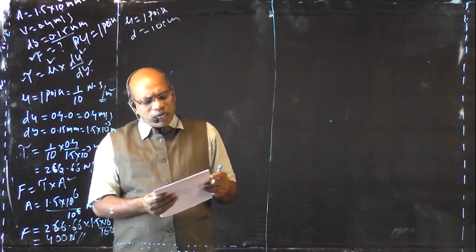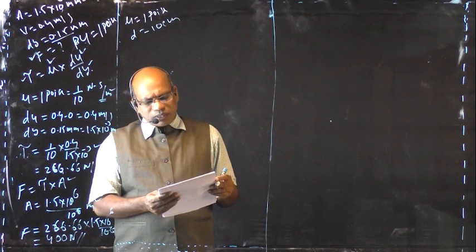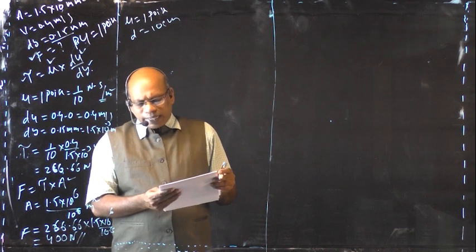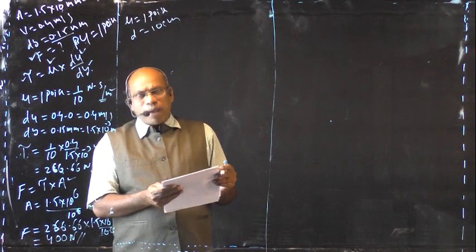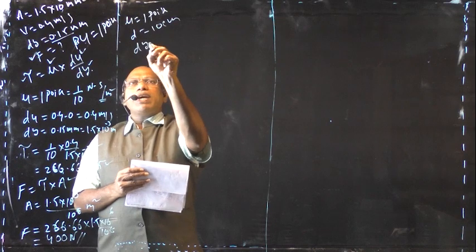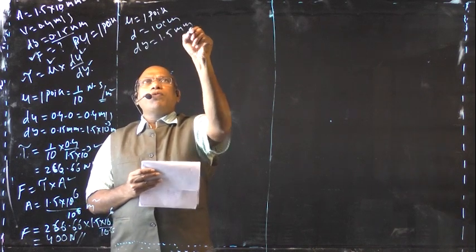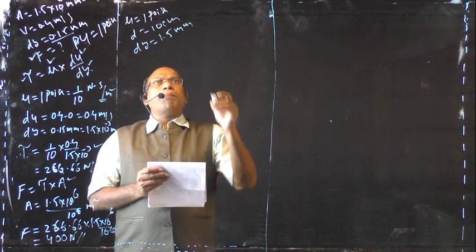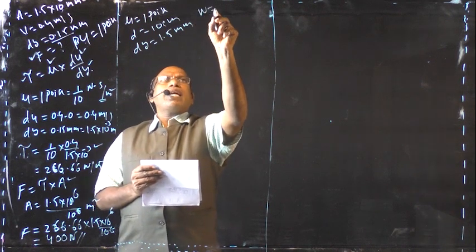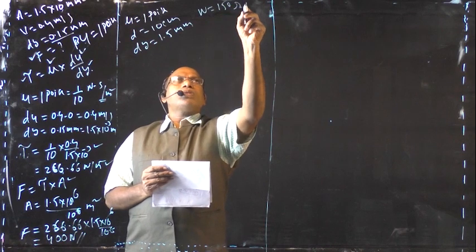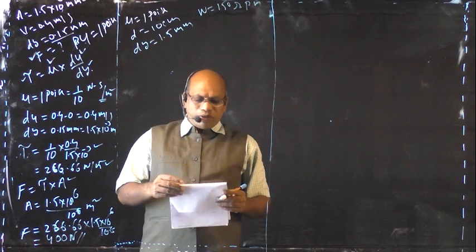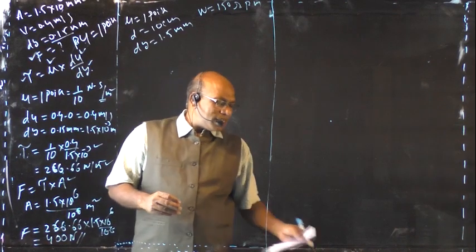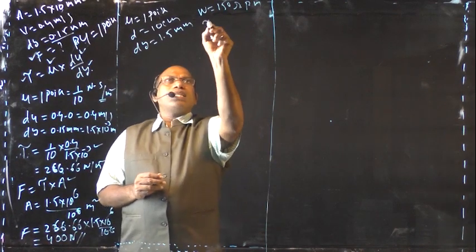And its journal bearing, the clearance is 1.5 mm. That means dy is given, that is equal to 1.5 mm. And the shaft rotates at 150 revolutions per minute. This is the given problem. Here, determine the intensity of shear, that means what is the shear stress, what is tau.